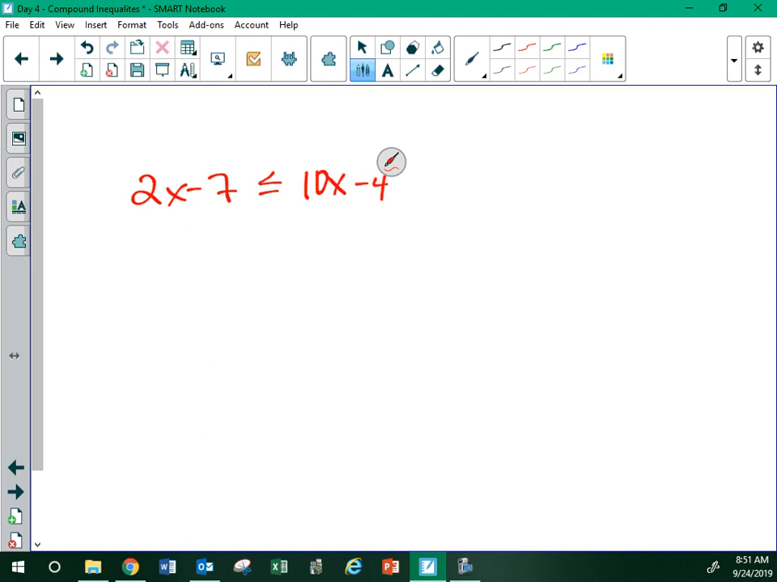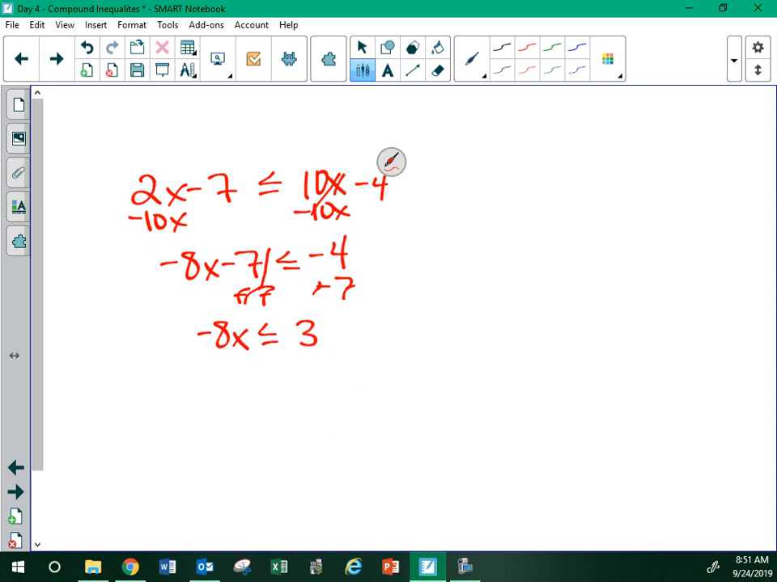minus 4, then we would solve this just like we did with the equations, where we'd want to get our x's on the left side and everything else on the right side. So I'm going to subtract my 10x over. Now I would have negative 8x minus 7 is less than or equal to negative 4. And I would add my 7 on over and get negative 8x is less than or equal to positive 3. Now I have to divide by my negative 8.